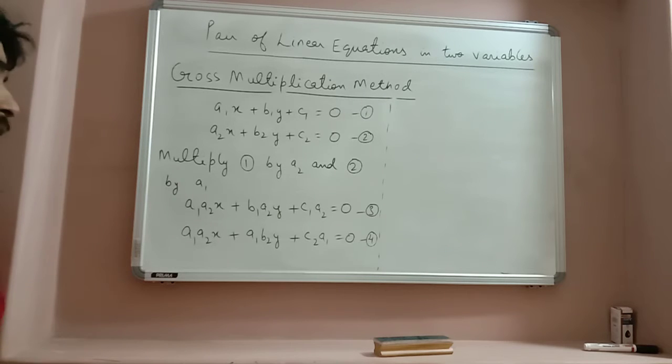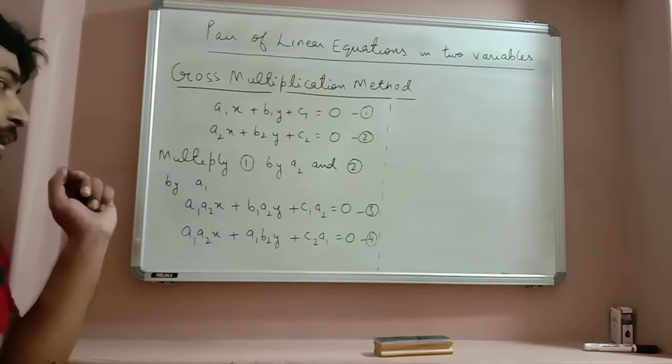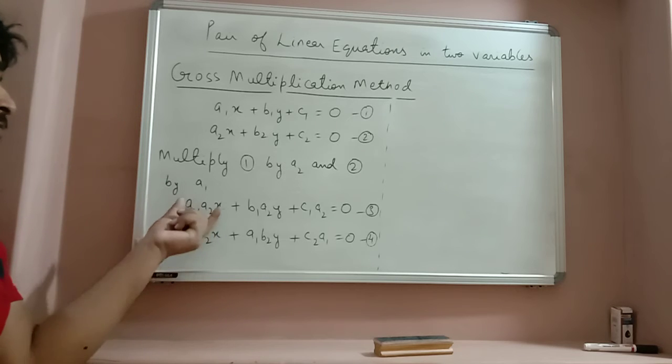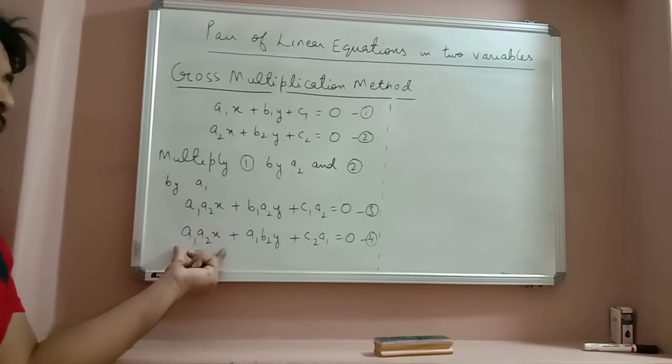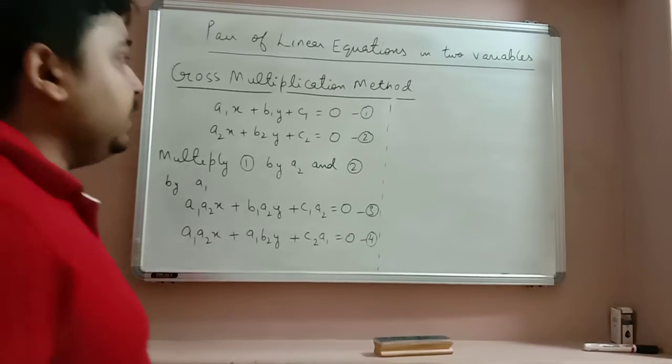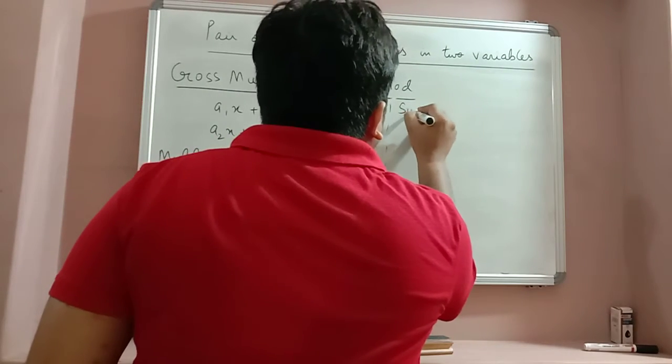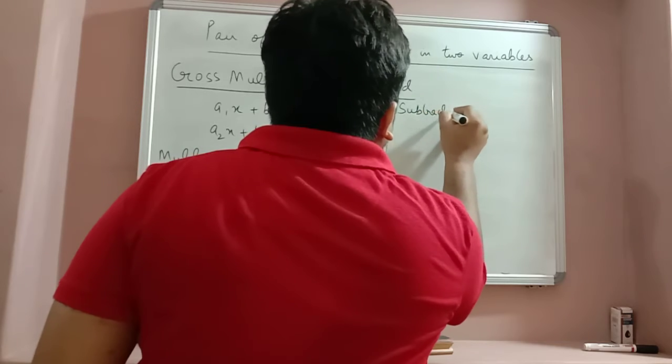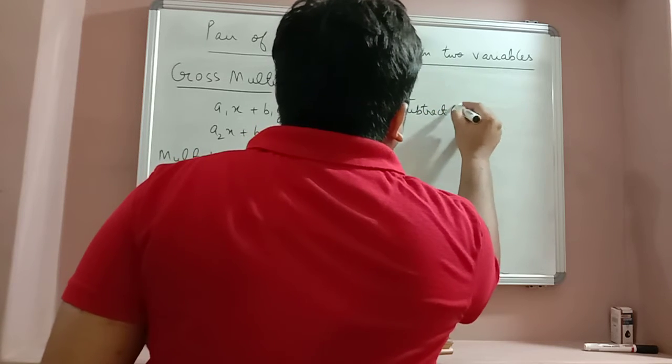Now what we will do, we will subtract these two equations, and in doing so we will eliminate the variable x. So let's subtract these two equations. Subtract third and fourth.